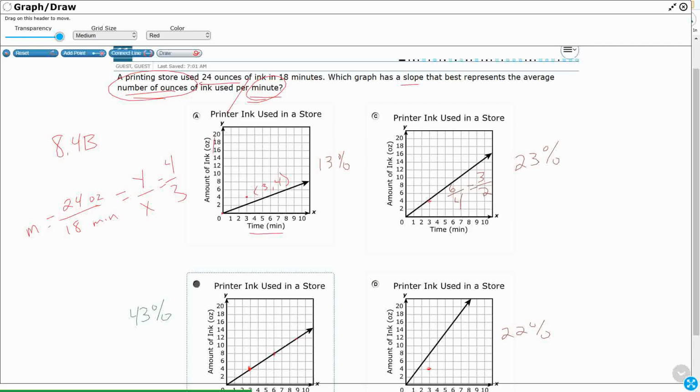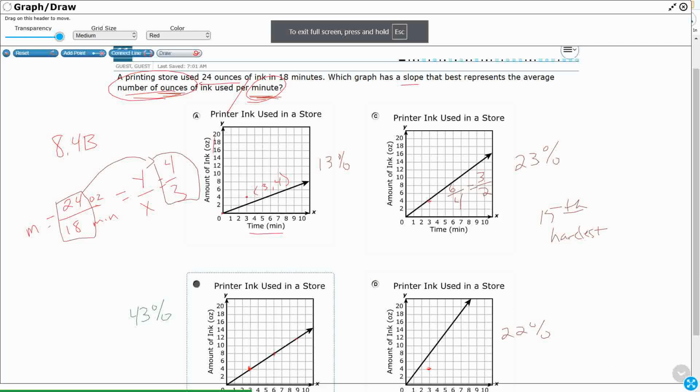So this ended up being very difficult. This was the 15th hardest item on the test. And so before we even look at the graph, we needed to find the ounces per minute. So we needed to convert this 24/18 into a 4/3. So we need to have that 4/3 firm before we even started trying to recognize what it looked like on a graph. If we jump straight to the graph, that's probably going to throw us off.